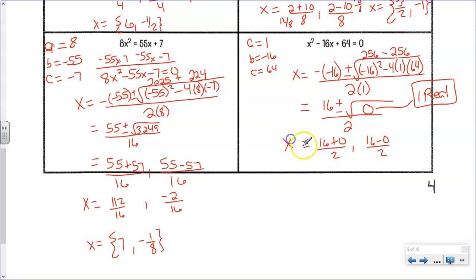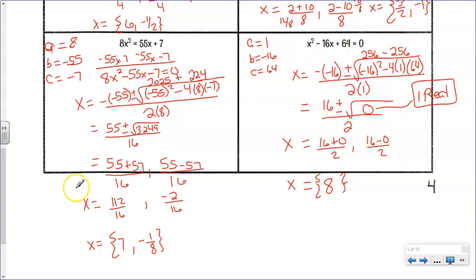What is 16 plus 0? 16. Divided by 2? 8. What is 16 minus 0? 16. Divided by 2? 8. So the only true answer here is 8.